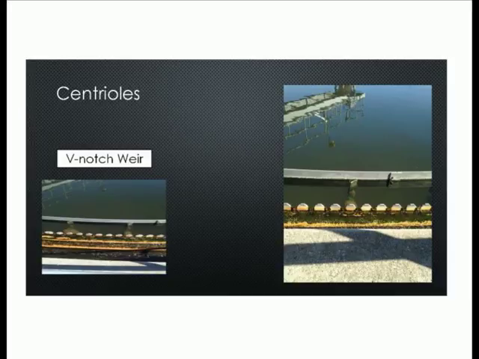Like the centrioles, the V-notch weir is not needed in all water plants and could be replaced by other separating mechanisms. These V-notch weirs are used in several places throughout the water plant to keep the water process moving and separating like it's supposed to.